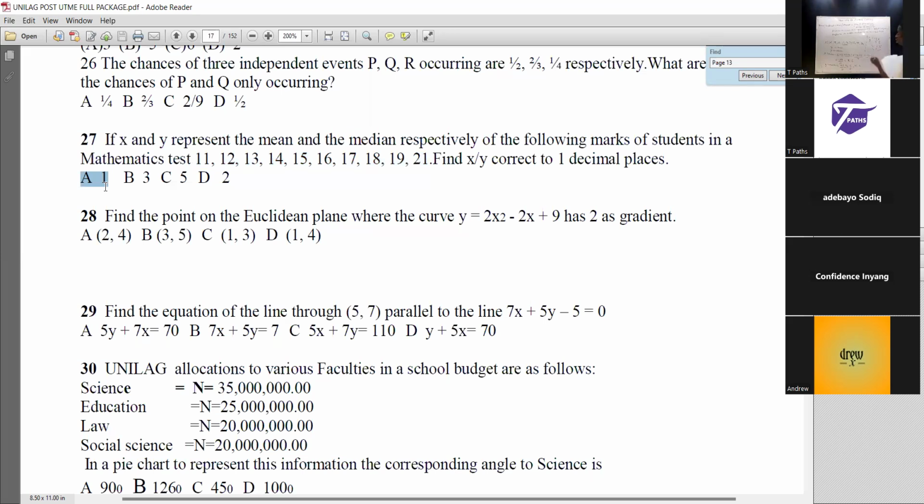Do we get that now? So that is all for measure of central tendency. So now let's look at this question. This is a practice question. I want you guys to attempt it.